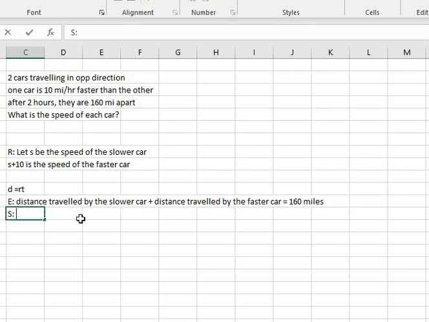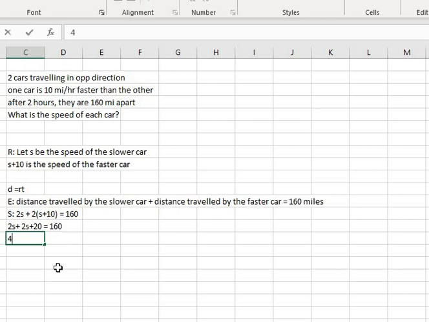So to solve the problem, we get the distance traveled by the slower car. We multiply the rate and the time, and rate here is the speed. So S times the time, which is 2 hours, so 2S, plus, on the other side, we multiply by 2 the speed of the other. So that's 2 times S plus 10. And together, the answer is 160 miles. So we are now left to solving for S. Then distribute: 2S plus 20 plus 20... that is, 2S plus 2S plus 20 is equal to 160.